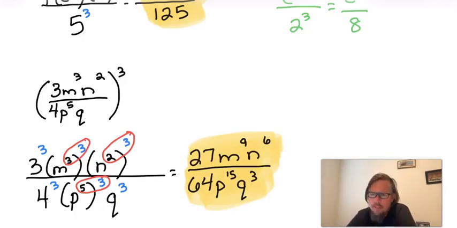So this is extremely similar to the power of a product rule, which is that everything inside the parentheses gets that exponent, and then you just simplify as much as you possibly can. And that's really all there is to the power of a quotient rule.